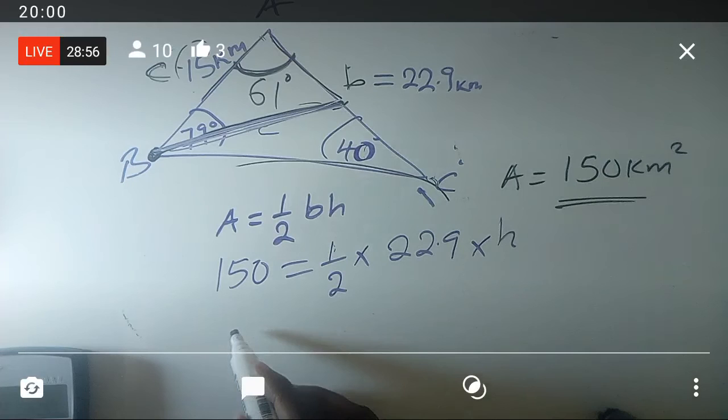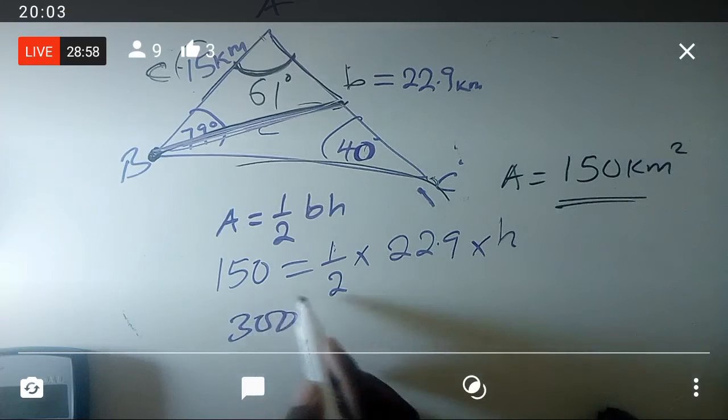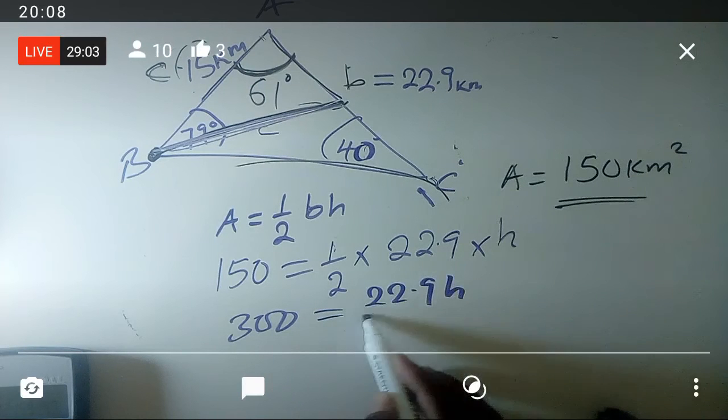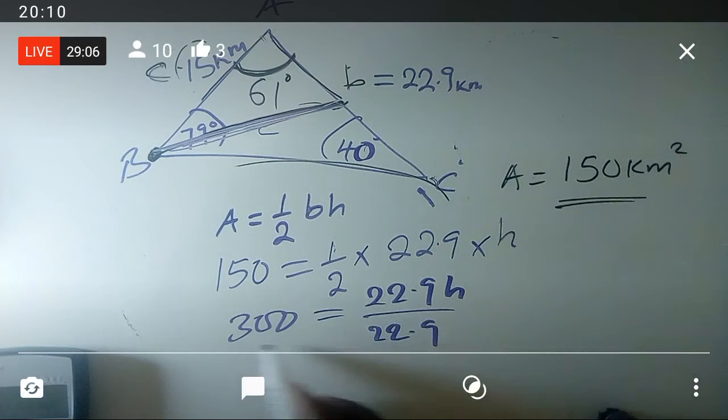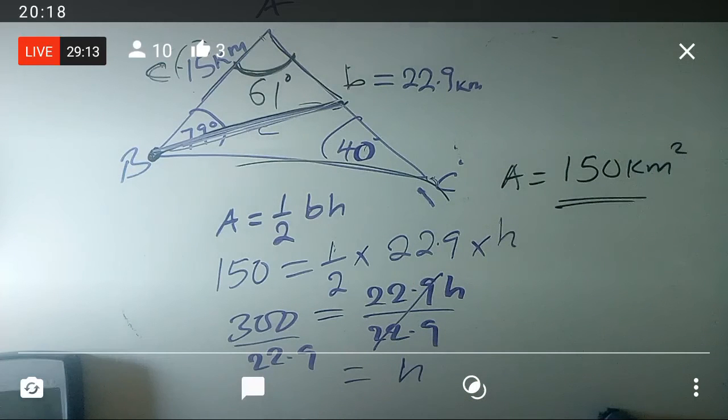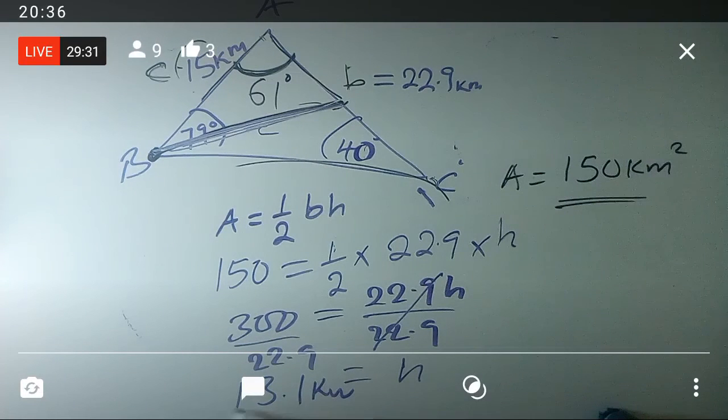We have 300 here when you cross multiply, and here we have 22.9h. You divide by 22.9 by 22.9. So you find that this will cancel, will remain with h. Our h will be, let me use my calculator. We have something like this, 13.1 kilometers. So this is our h.